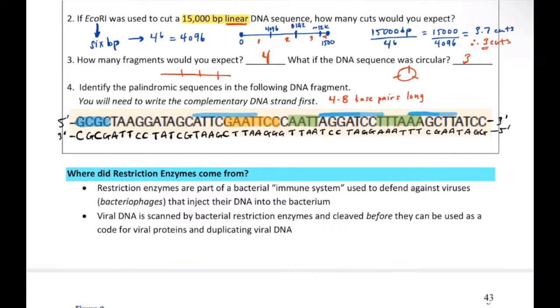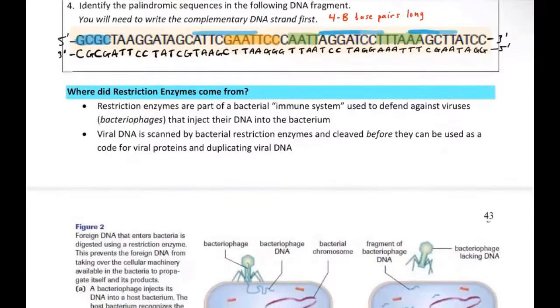So I told you at the beginning you want to be asking yourself not just how do these things work, knowing that they came from a biological organism, we stole these from bacteria, but why do bacteria have these in the first place? Why do they need to cut up DNA? And so what they've discovered is that these restriction enzymes are part of the bacteria's immune system.